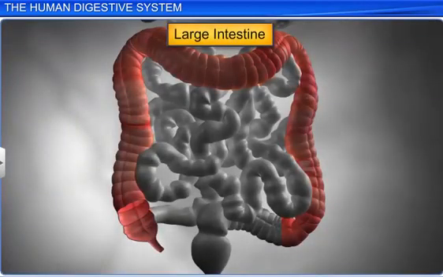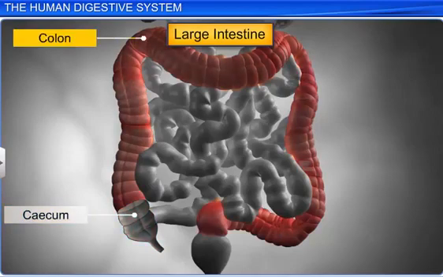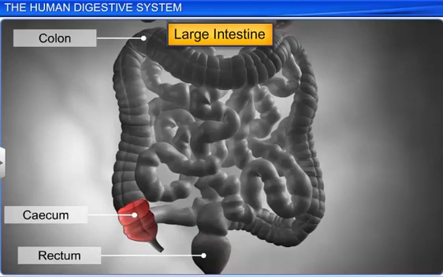The large intestine, which is the second last part of the alimentary canal, is divided into three regions, namely the cecum, colon, and rectum. The cecum, a small blind sac which hosts some symbiotic microorganisms, is not as developed in humans as in ruminants.